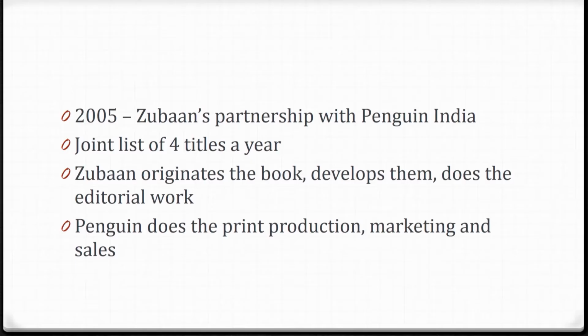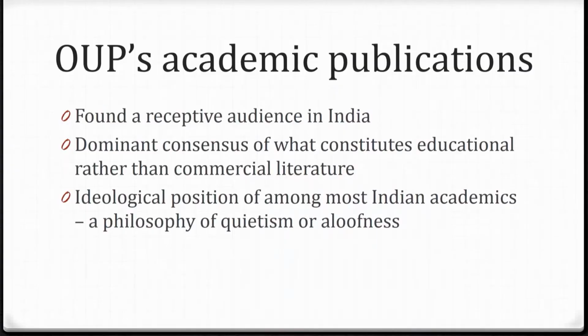So this is how the division works. Zuban originates the book, develops it and does the editorial work, and Penguin does the print production, marketing and sales. Yeah, this is precisely also addressing the gap and lack that Rukun Advani is pointing out, because these small committed publishing houses sometimes may not have the energy to do this kind of vast marketing. Yeah, so that aside, he brings back the discussion to the academic publications of OUP.